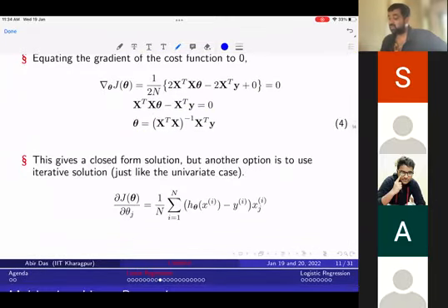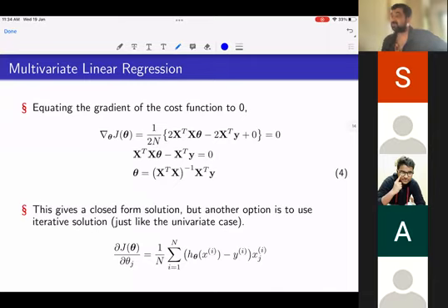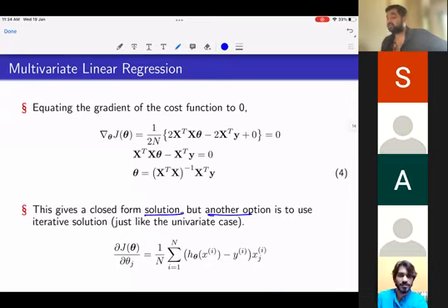I will go to this and the next slide, and then I'll stop for questions. So this gives a closed form solution. What is a closed form solution? It's just the analytical solution. By doing the math, you get it. But another option is, of course, to use the iterative solution, that is gradient descent, just like the univariate case, because you have this grad J theta, which is this. If you do this, you will find this, just like the univariate case.